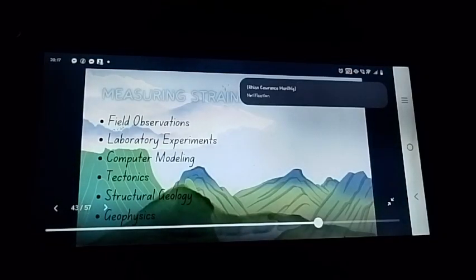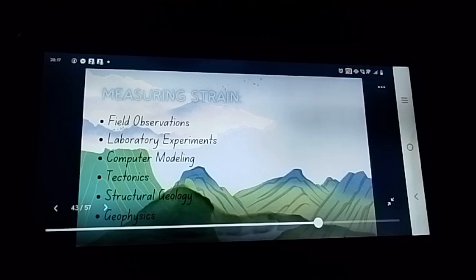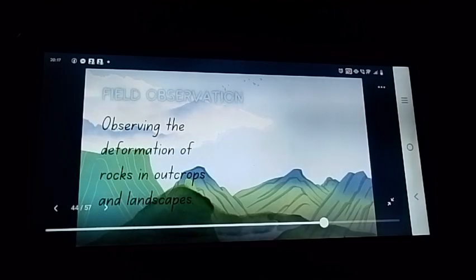So these are the types of measuring strength: field observations, laboratory experiments, computer modeling, tectonics, structural geology, and geophysics. First up, field observation. Observing the deformation of rocks in outcrops and landscapes. Imagine you're hiking through a rocky landscape and you see a giant fold in the rock layers, or a massive fault cutting through the hillside. That's field observation in action.